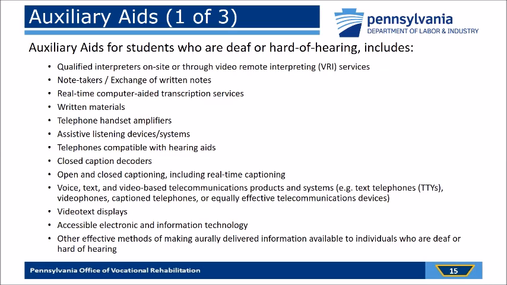But these auxiliary aids you're going to see listed on the screen include qualified interpreters, note takers, written materials, assistive listening devices, closed caption decoders. I'm not going to read through all of them because there is a lot on here. But again, you're going to see that everything listed here is pretty general and can most likely be used by multiple people. It's not specific to a person.